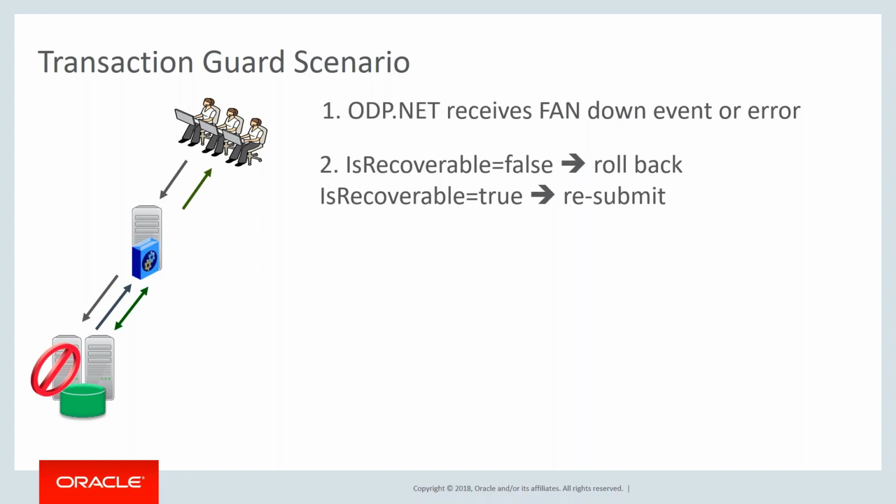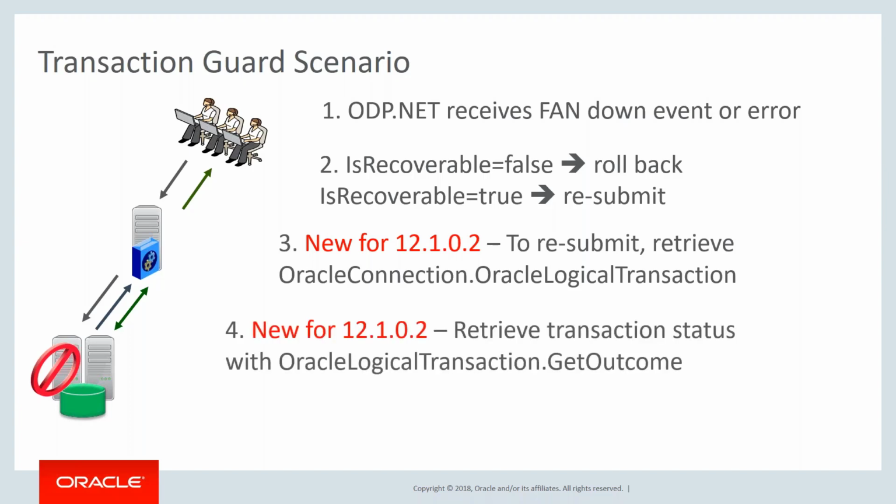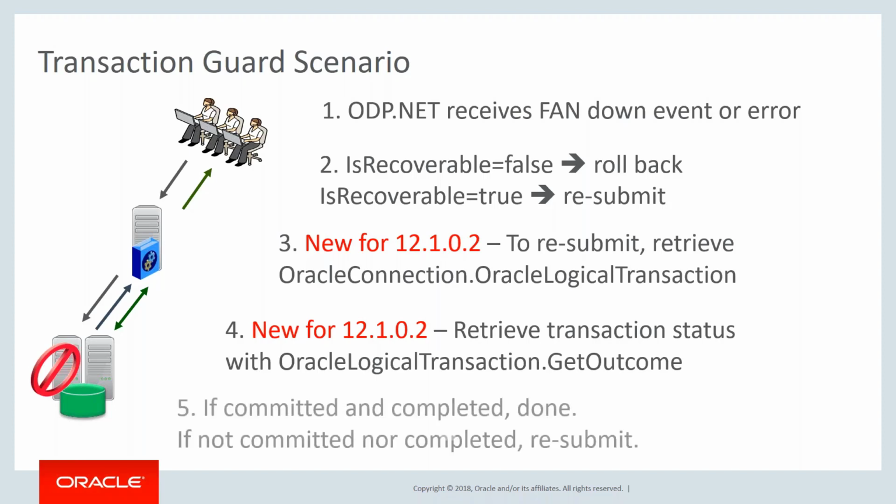It'll try to check this transaction status. If it's not recoverable, it'll roll back the state of the transaction, but if it is recoverable, it'll resubmit that transaction so that it can attempt to commit it. If it's the resubmit scenario, you want to start using the OracleLogicalTransaction, which you access through the OracleConnection object. From that OracleLogicalTransaction, you try to get the outcome, exactly what state that transaction is, so that you know how to resubmit it from there.